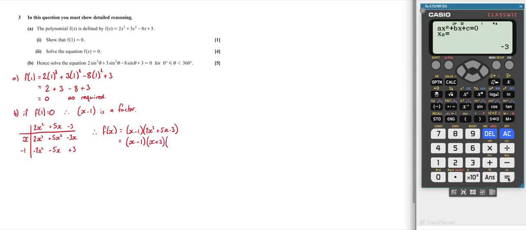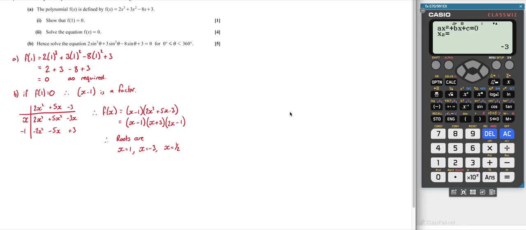And then I need to get, that's going to be a 2x, and if I want minus 3, that's going to be minus 1. So therefore, my roots are x equals 1, x equals minus 3, and x equals a half.